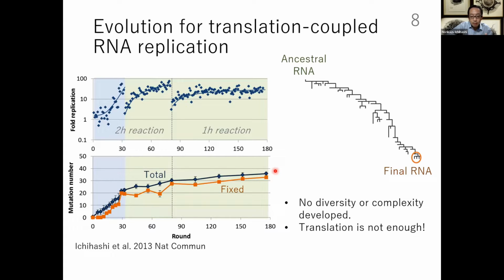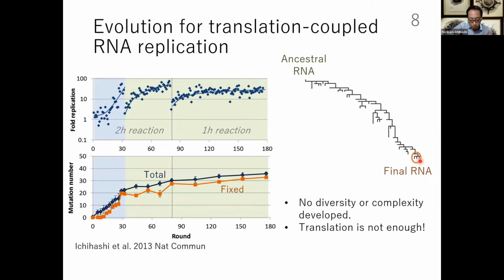And we also analyzed the sequence by phylogenetic analysis, and we found that the phylogenetic tree was very simple. It's almost straight. The initial RNA is here, and the final RNAs are clustered here. So this means the final RNA population was almost homogeneous. No diversity developed, and also the replication scheme was almost the same even in the final RNAs. It means no complexity developed here.